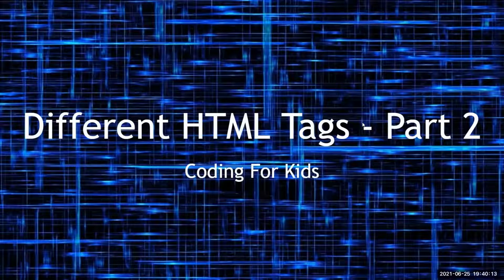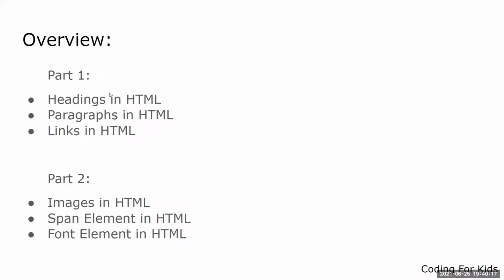So first, let's look at the overview of this video. In part one, we learned about headings, paragraphs, and links in HTML and how to apply code for that. And we also tried it out in code.org. And in part two, we're going to be looking at images in HTML, the span element in HTML, and the font element in HTML. We're going to also be trying this in code.org using the website we created in the last video. So you'll get what I mean when we actually do it.